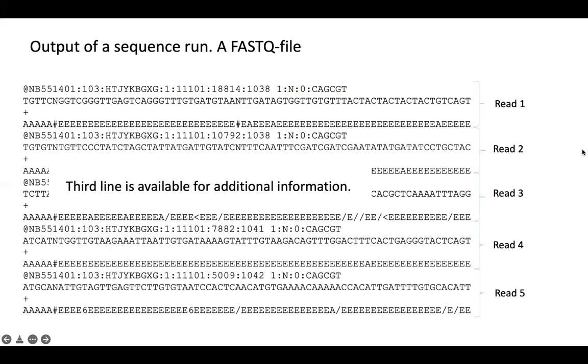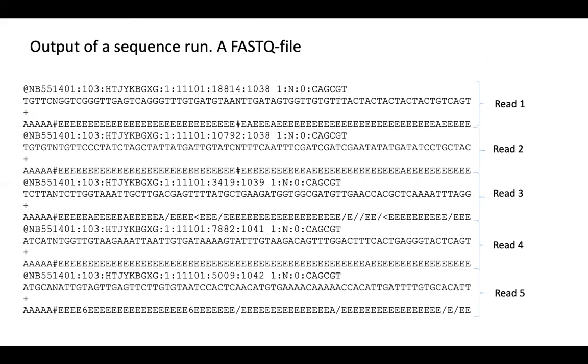The third line is available for additional information. Usually it's just a plus, and sometimes it's a plus and a repetition of the name. They always say it is for additional information, but I have not been able to find any examples of this. But it is available.